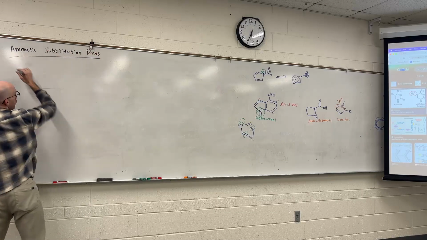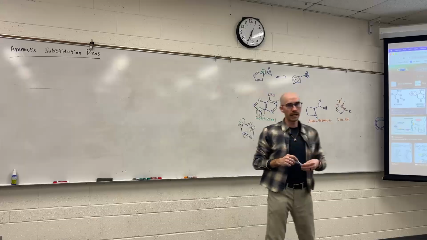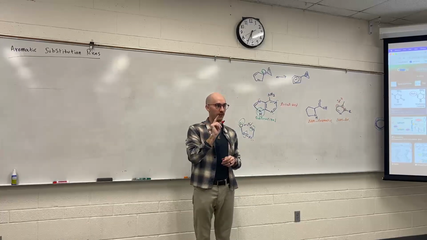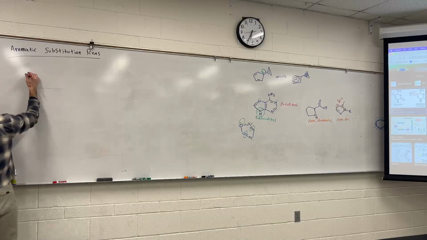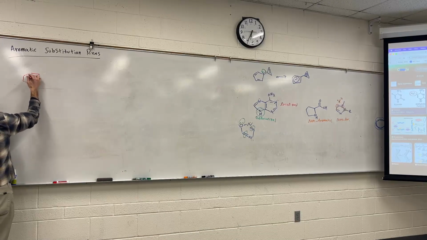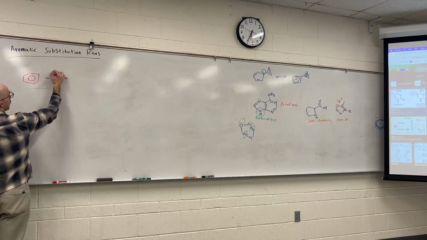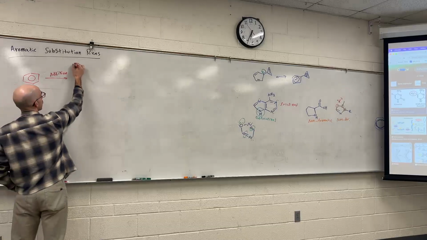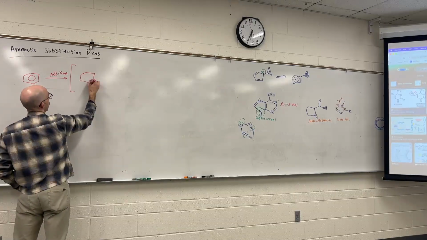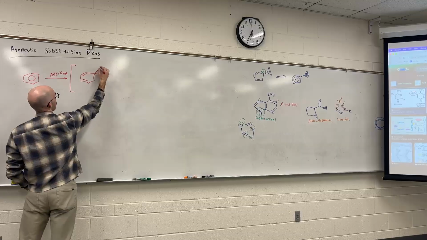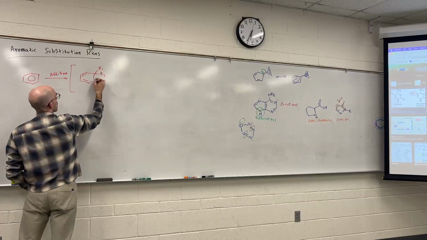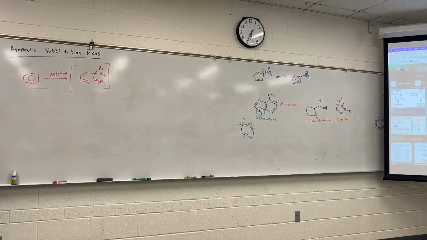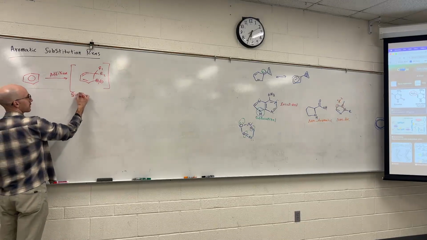We're going to go through substitution on aromatic rings. The general format of substitution here: take an aromatic ring and run an addition reaction on it, and create this sigma complex intermediate.